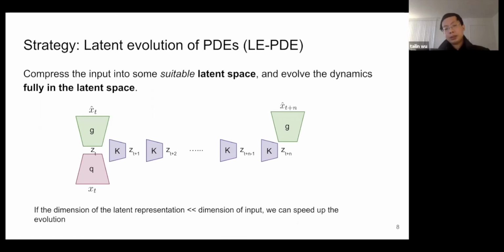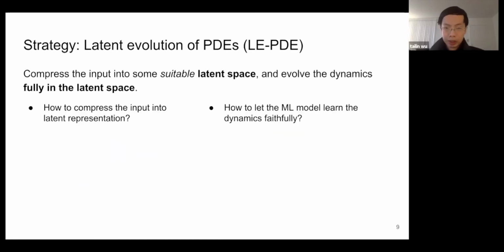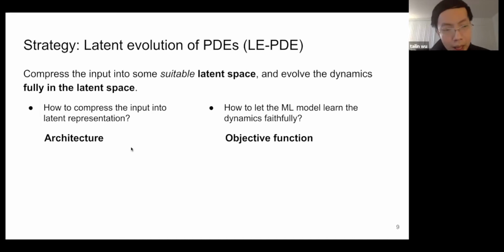And to do that, there are two questions we need to address. Firstly, how do we compress this input into a suitable latent representation? And secondly, how do we let the model learn these dynamics faithfully? These two questions point to two aspects of the whole pipeline, which are the architecture and also the objective function. By architecture, I mean the specific design of the encoder or decoder.